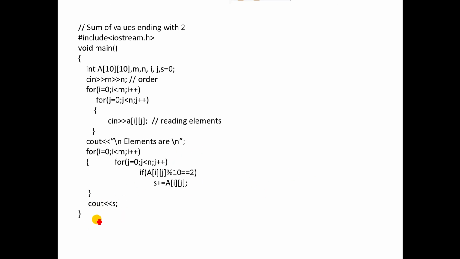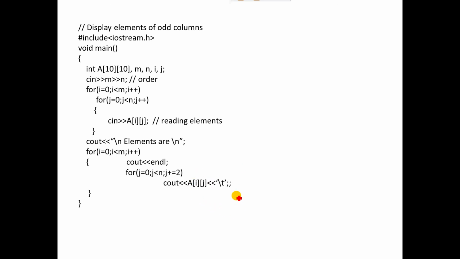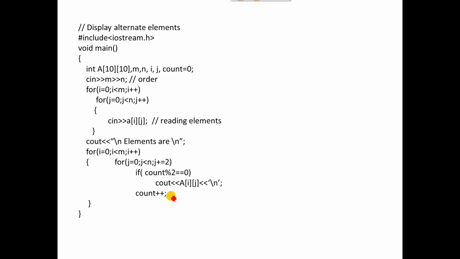Sum of values ending with 2. Divisible by 10. Display elements at the odd position. Display alternate elements.